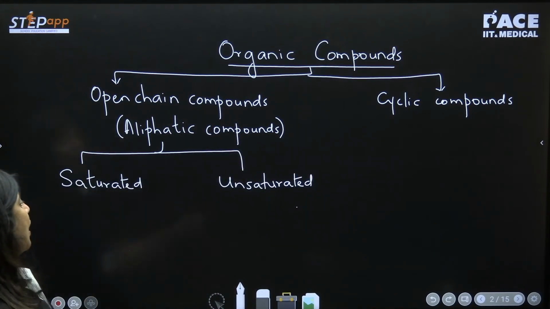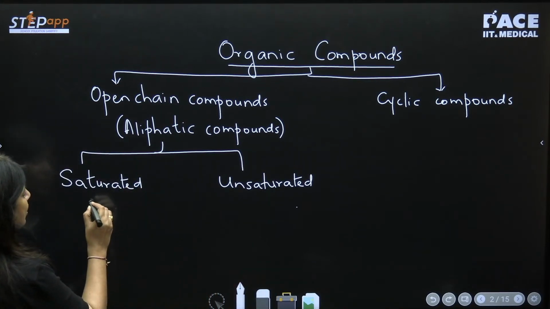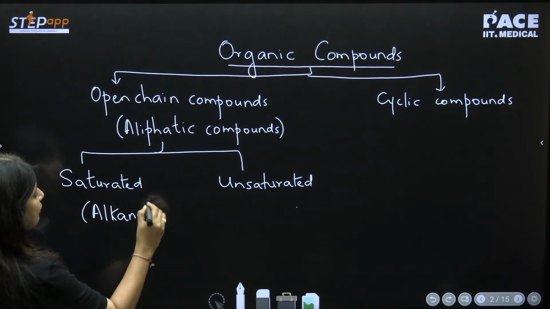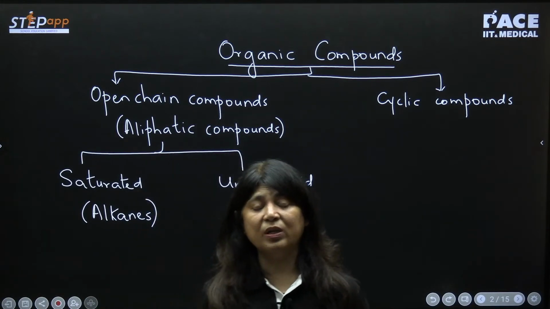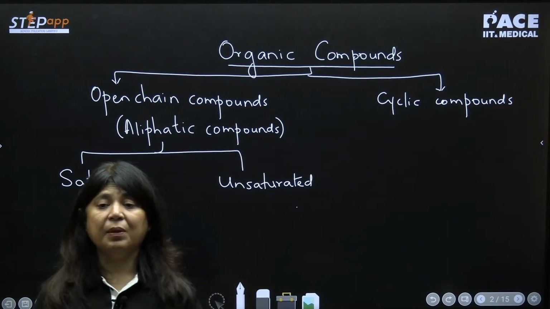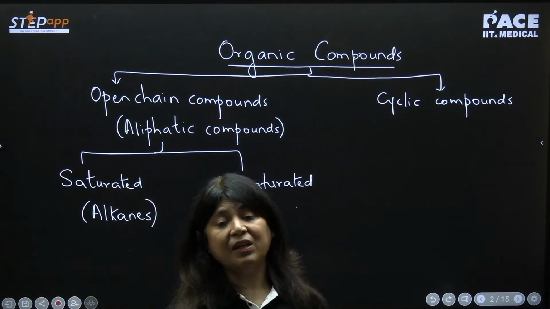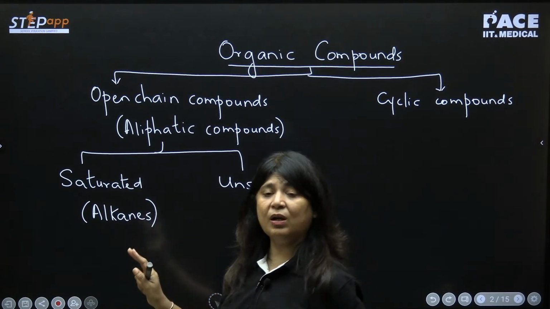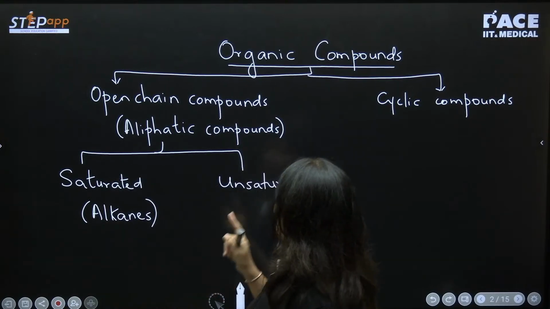Saturated organic compounds are known as alkanes. So, if they ask you what alkanes are, alkanes are open chain saturated organic compounds. Open chain, why? Because here the carbon atoms join to form a chain, and since they don't have any double or triple bonds, they are saturated. So basically, alkanes are saturated open chain organic compounds.